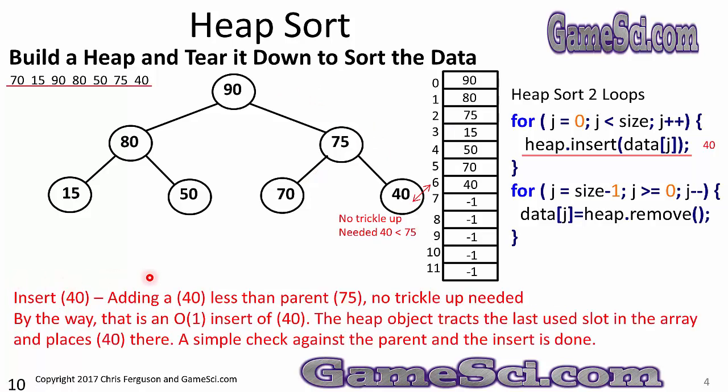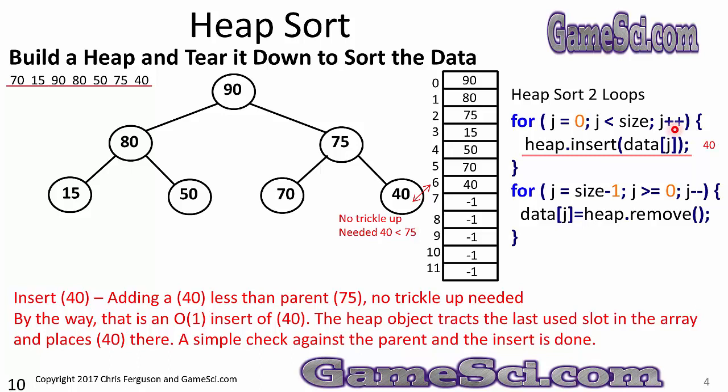Insert 40. Adding a 40, which is less than the parent 75, no trickle up needed. By the way, that is an order of 1 insert of 40. The heap object tracks the last used slot in the array and places 40 there. A simple check against the parent and the insert is done.